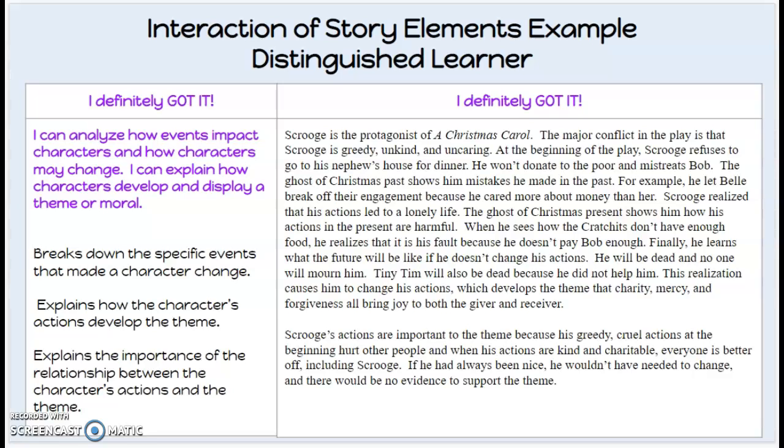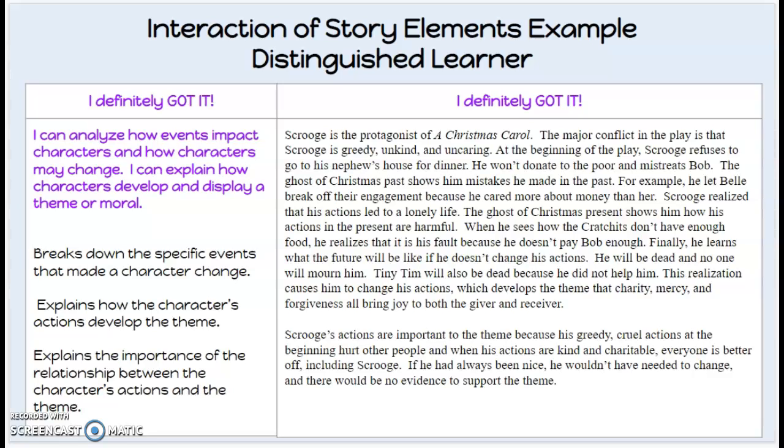Okay, this passage that we read, How Odin Lost His Eye, is a short passage. It includes good and solid information about Odin. It may not be as much as A Christmas Carol, but we still need to make sure that you're writing at a distinguished learner level.